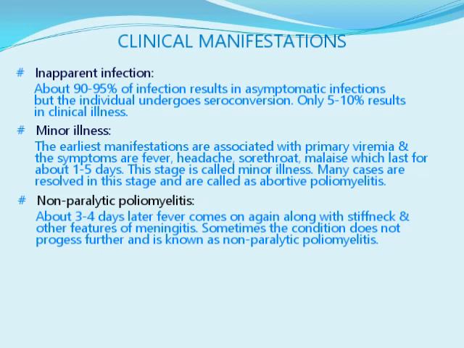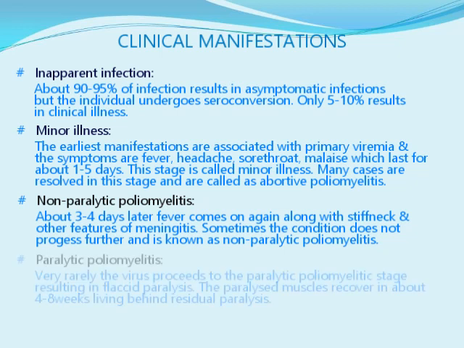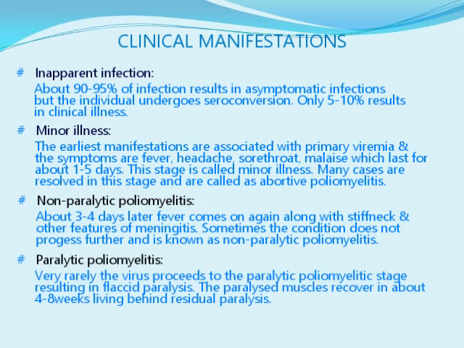Very rarely, in some cases, the infection progresses on to the next stage, which is called as paralytic poliomyelitis, which results in flaccid paralysis. In this, the paralyzed muscles recover in about 4 to 8 weeks, leaving behind residual paralysis. That is, though the patient is fully recovered of the polio, it leaves behind those muscles which are damaged during the course of infection.